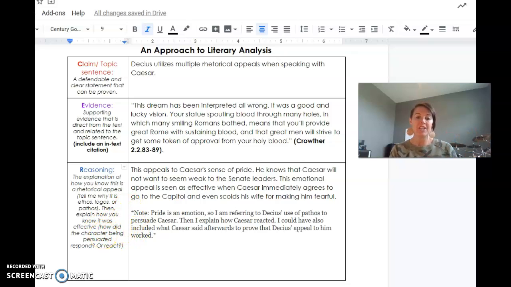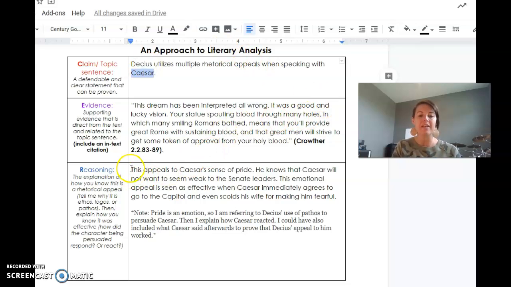So if Decius is persuading and the person he's persuading is Caesar, Caesar needs to have some sort of response or some sort of reaction in order to prove that Decius was correct. Because again, in my claim or in my topic sentence, Decius is doing the persuading. He's the one using the devices, so it's his words in our evidence. And then Caesar, in my reasoning, I have to give a reason as to how I know it's effective. So Caesar has to respond or he has to react. So with his words or with his actions, that's how we prove the effectiveness of the rhetorical appeal.